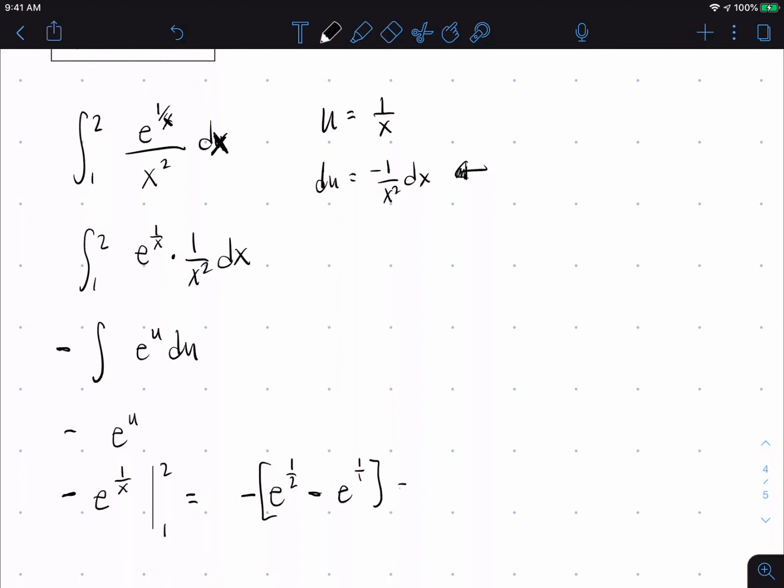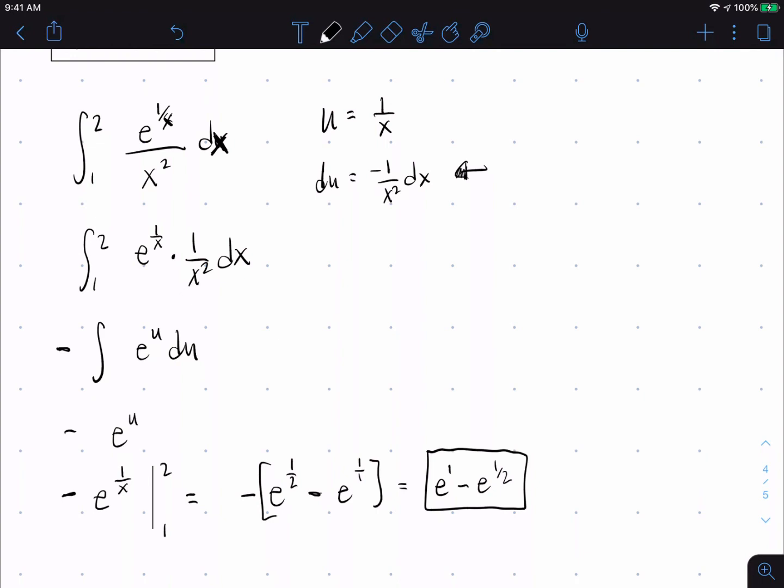And then that's going to be, with the negatives, I can rewrite it as e to the first minus e to the 1/2 power, right? And I'll just leave it in that form. Now, if I had decided to change the bounds, I could have done it, and I'll show you.